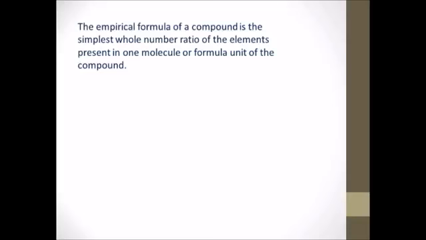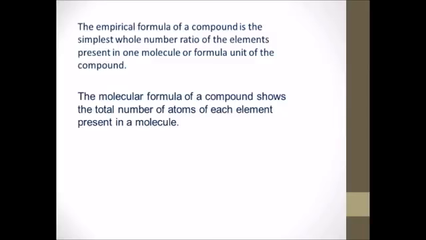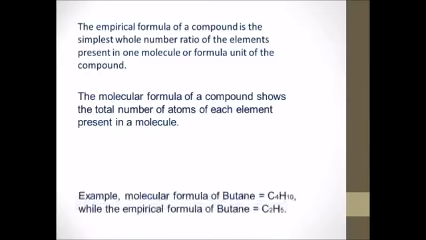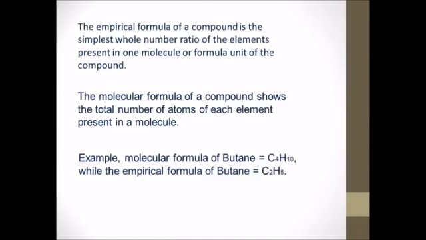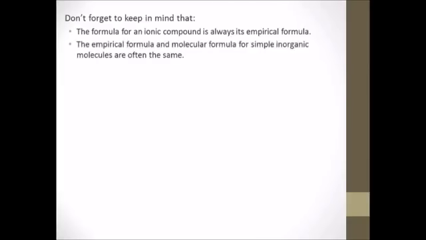Now let's define the empirical formula. The empirical formula of a compound is the simplest whole number ratio of the elements present in one molecule or formula unit of the compound, whereas the molecular formula of a compound shows the total number of atoms of each element present in a molecule. So for example, the molecular formula of butane is C4H10, while its empirical formula is C2H5. Don't forget to keep in mind that the formula for an ionic compound is always its empirical formula. The empirical formula and molecular formula for simple inorganic molecules are often the same. Organic molecules often have different empirical and molecular formulas.